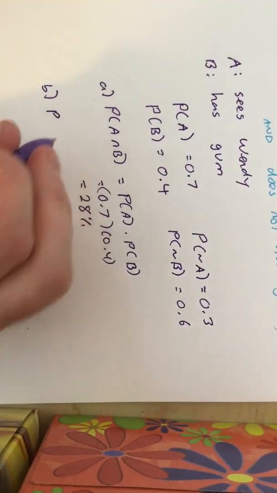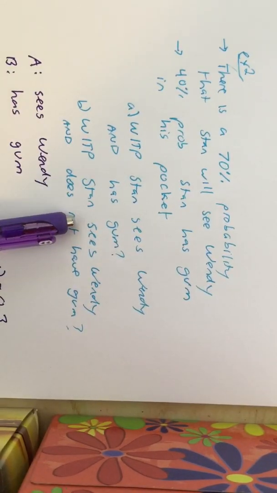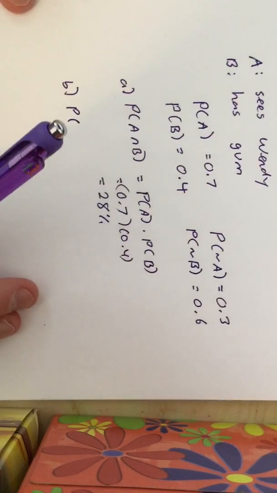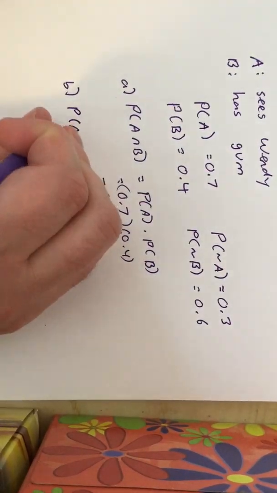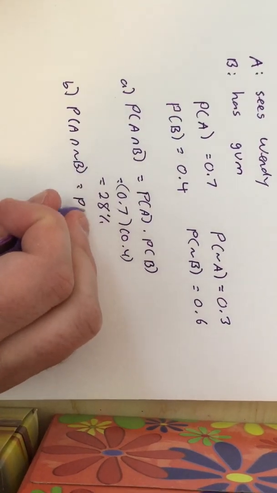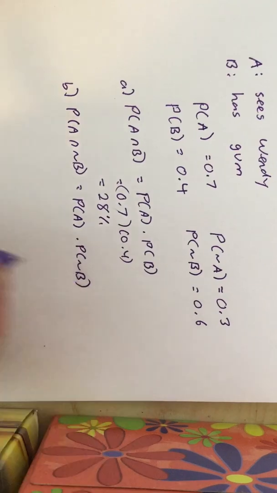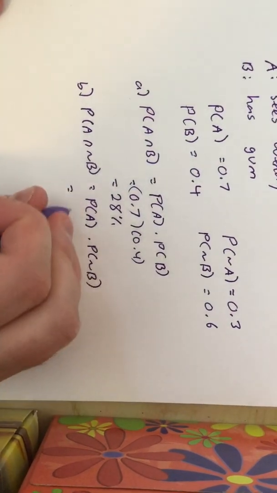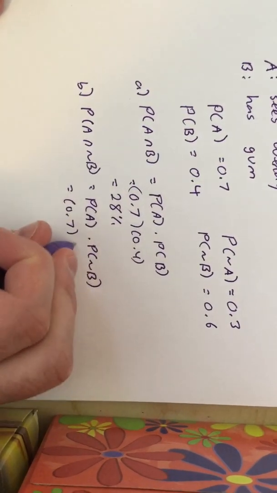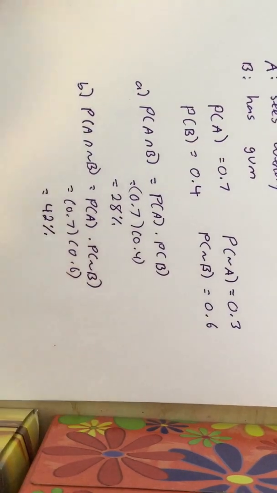So what we want is Stan sees Wendy and does not have gum. So the probability that he sees Wendy and does not have gum, so the probability of A and not B, is going to be, again, because they're independent, the probability of A times the probability of not B, which is 0.7 times 0.6, which is 42%.